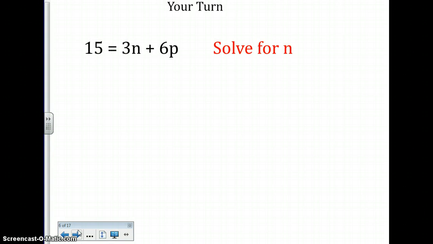Okay, go ahead and work this one through on your own. Hit pause, see how it goes. You can check your answers at the end.